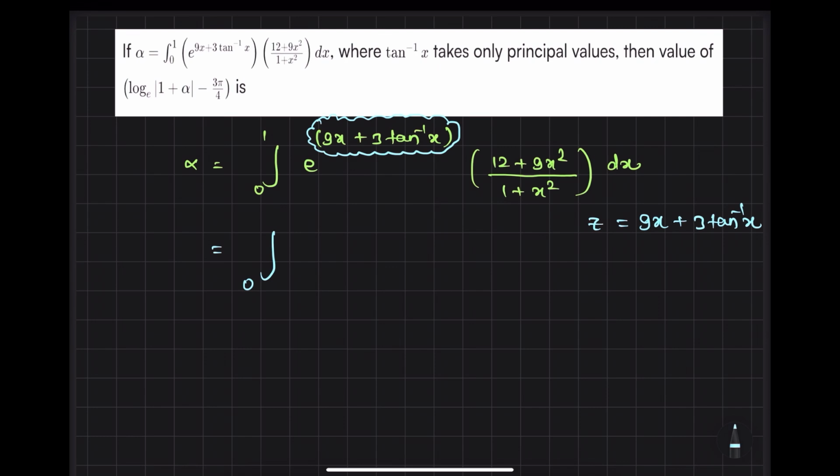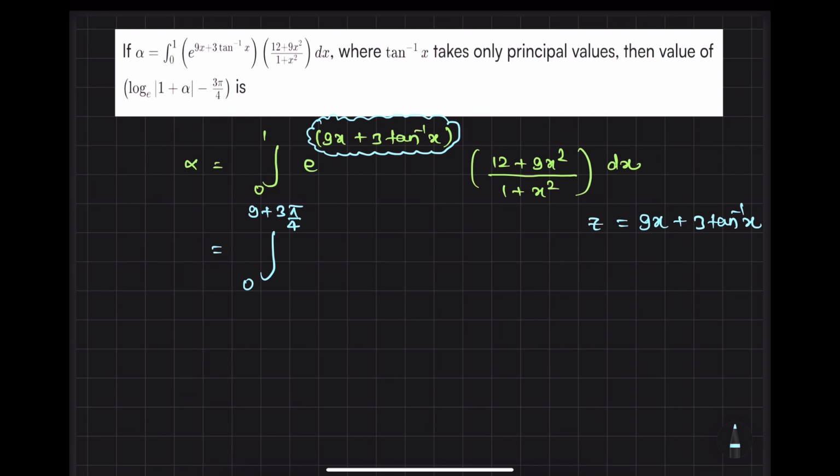Now think about the upper limit. If you replace x with 1, you will have 9 times 1, 9. Tan inverse 1. Tan inverse 1 means what? 45 degree; the tan function produces 1 at which angle? 45 degree. So 3 times 45. So it is 9 plus 3 times pi by 4, which is 9 plus 3 pi by 4. Comfortable?